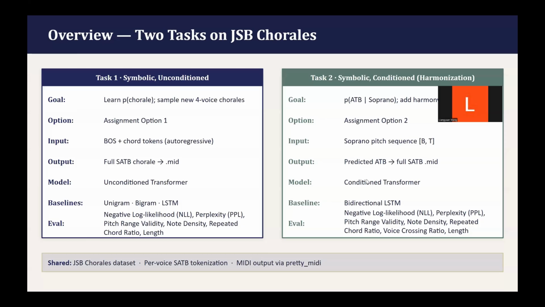We work on two symbolic music generation tasks. The first task is unconditional generation, where the model learns the distribution of chorales and generates a new SATB piece from scratch. The goal is to learn the overall distribution of Bach-style chorales, then sample a new four-voice chorale from the model. The second task is conditional generation, where the soprano melody is given and the model generates the alto, tenor, and bass harmony.